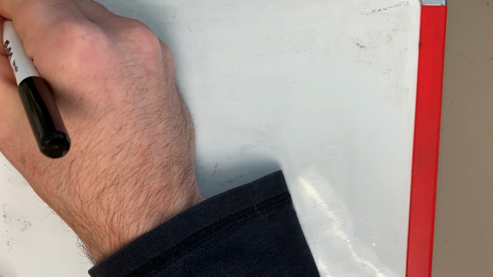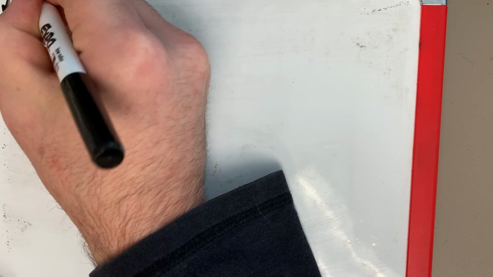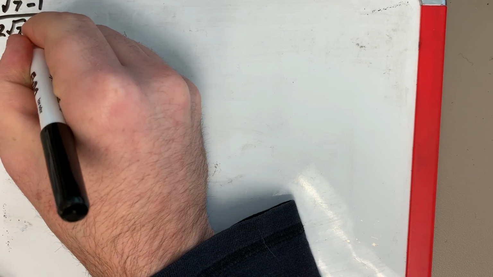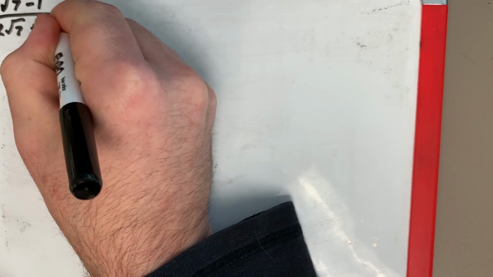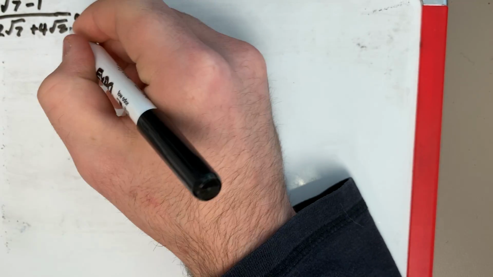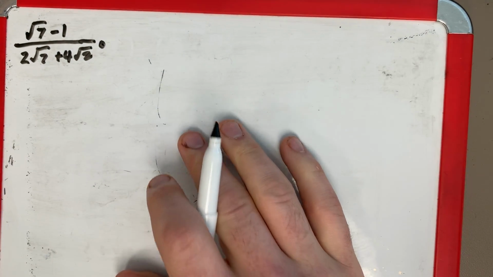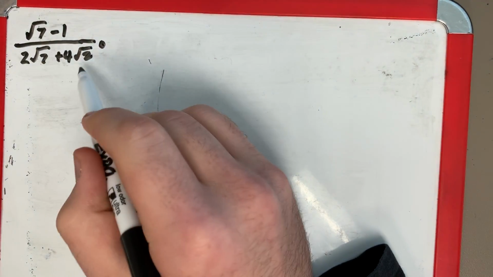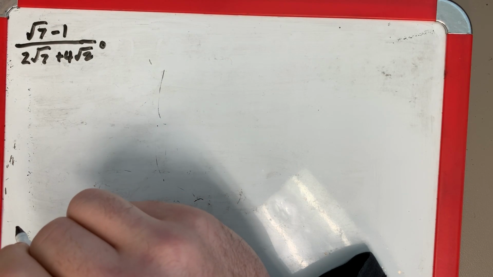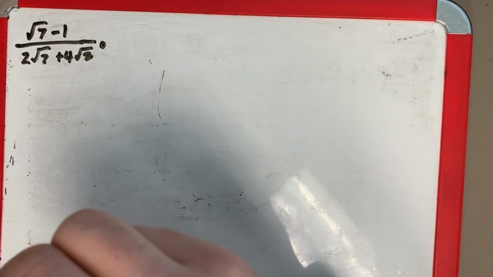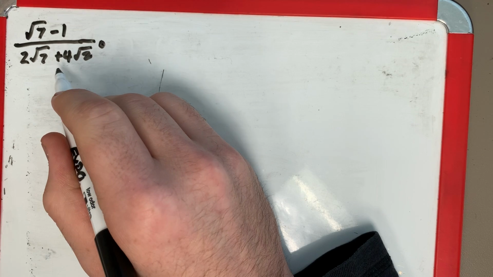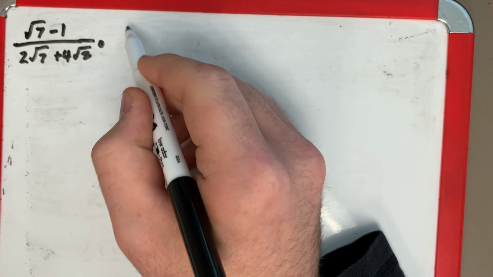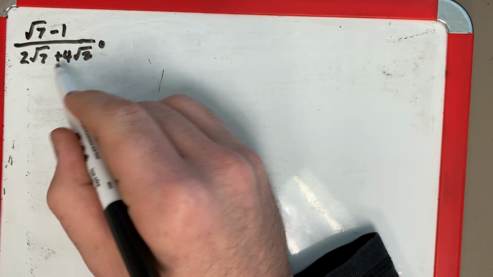Start all the way at the left, because I'm going to need all the room I can get. Root 7 minus 1 over 2 root 7 plus 4 root 2. Okay, the idea again is to multiply by 1 in a clever way so that I can use difference of squares to cancel out stuff here in the denominator. So what we're going to do is multiply by the conjugate of the denominator here. So I have a plus here.